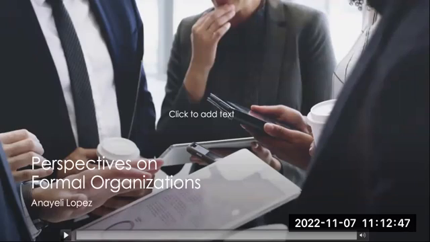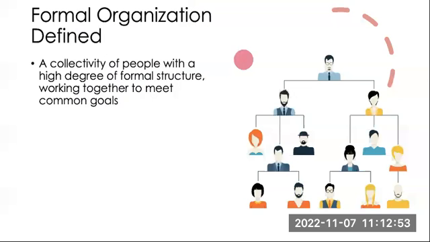Hello, this week's presentation focuses on perspectives on formal organizations. So what is a formal organization? A formal organization is a collectivity of people with a high degree of formal structure working together to meet common goals. A lot of different organizations that we have been part of or that we are currently part of meet this definition, including different social service agencies.